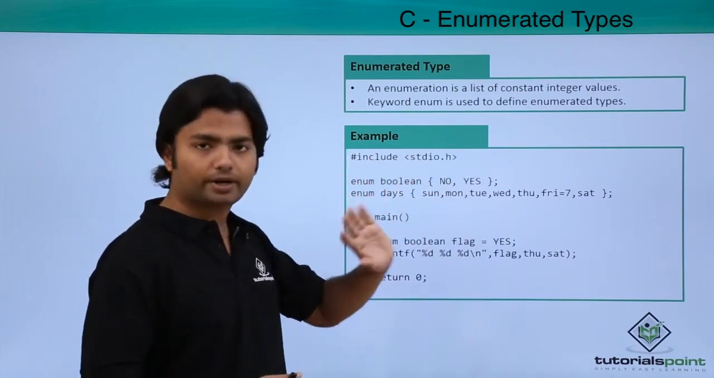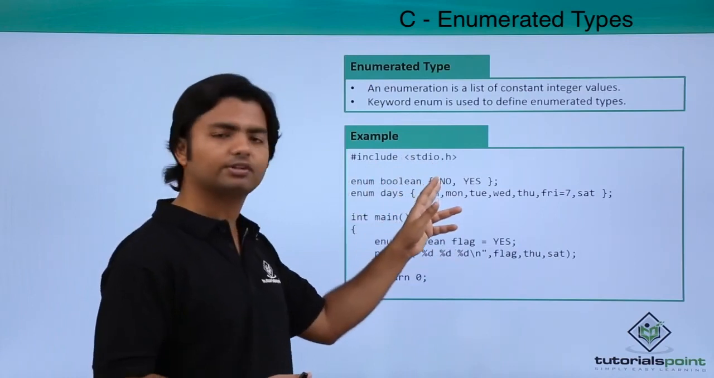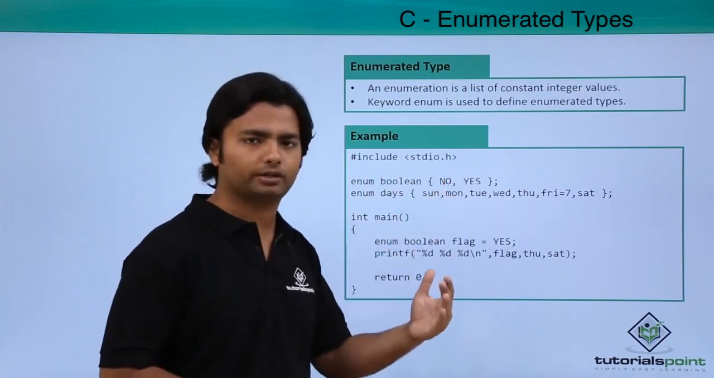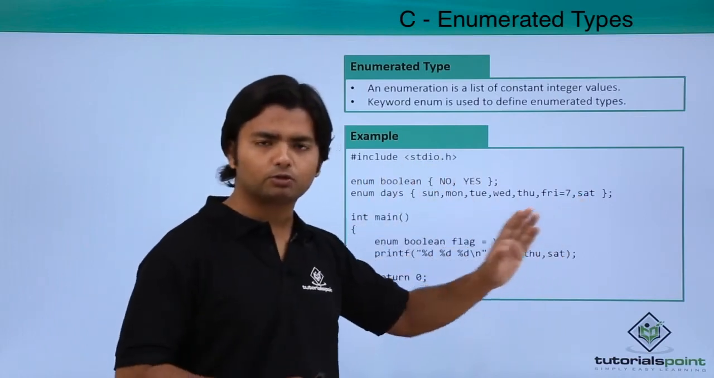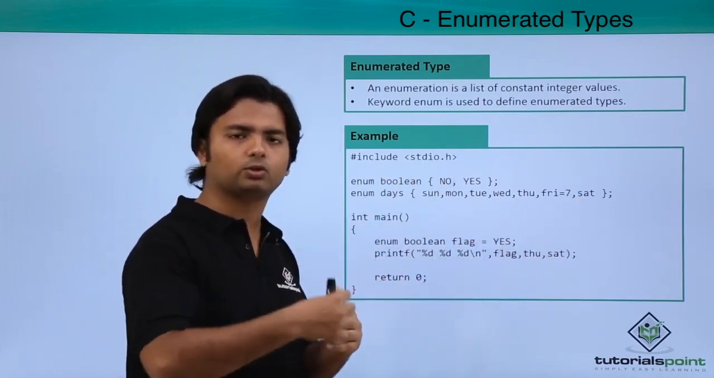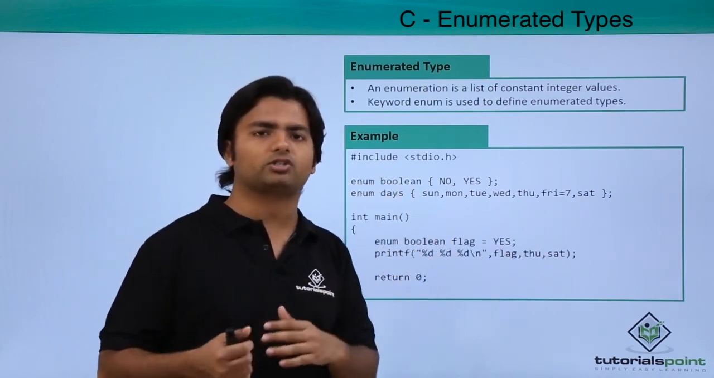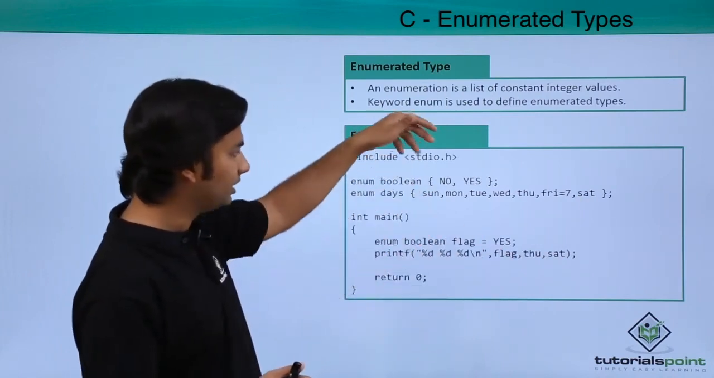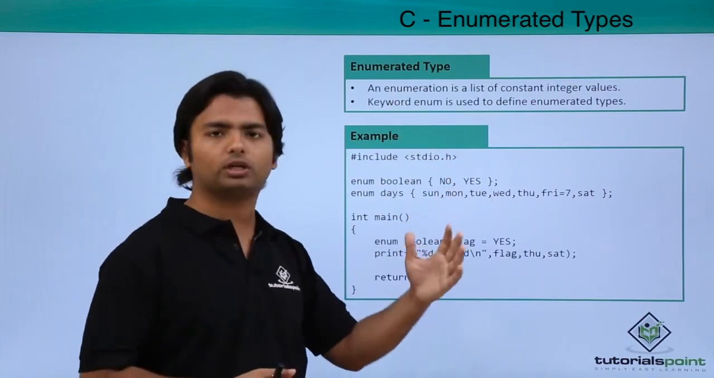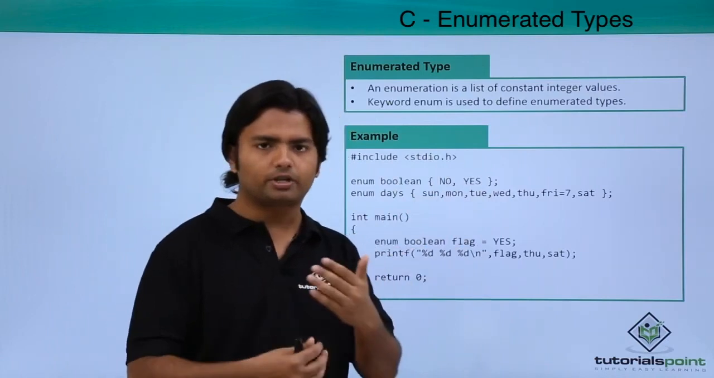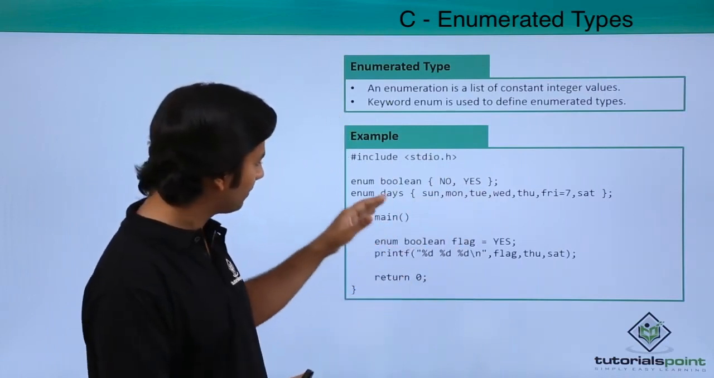So basically, by default it starts with a 0, like the first element here would have 0, then yes is 1. If you had defined more values, continuously it will be like 2, 3, 4 and so on. But if you want, you can just change the value. For example, if you initialize no is equal to 1, then yes will automatically be 2, meaning it will be continuously increasing by 1.